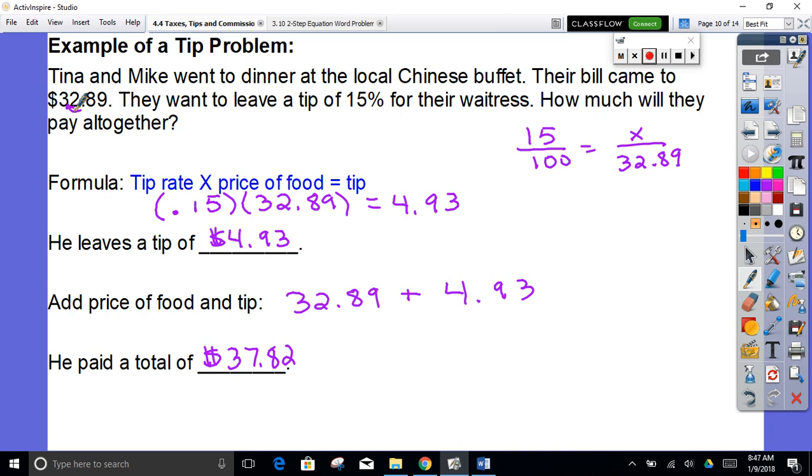the neighborhood of $5. You don't have to be exact when you're leaving a tip, but you want to make sure you leave enough. So it's a good idea to just kind of estimate, doing a lot of rounding as you go, just to make sure that you're in the ballpark, and always round up because it's better to leave more tip than less tip. Okay, next slide is one for you to try.